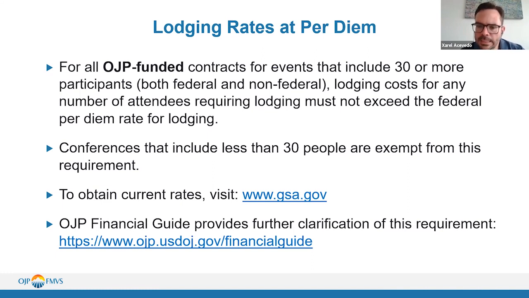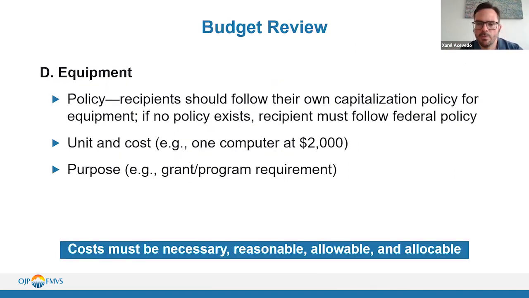If you need to check the current rates, you can go to the General Services Administration page. That is linked here, www.gsa.gov, and you can find the current rates. If you have any further doubts about what the rates are, you can always go to the OJP Financial Guide too. All right, so the next category we are reviewing is equipment.